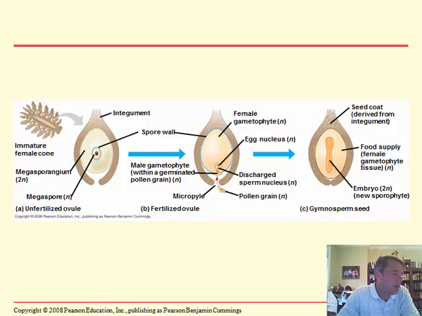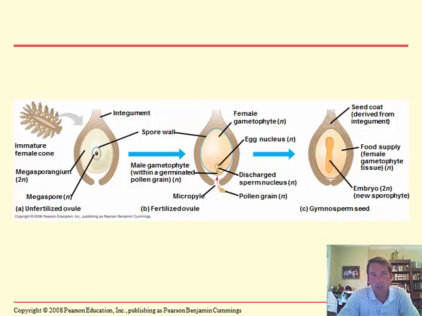And we can start by looking at the gymnosperms. This diagram shows a gymnosperm, which includes the pines, also ginkgos. The pines are conifers. There's a large group of conifers that pines are included in, and the cycads.